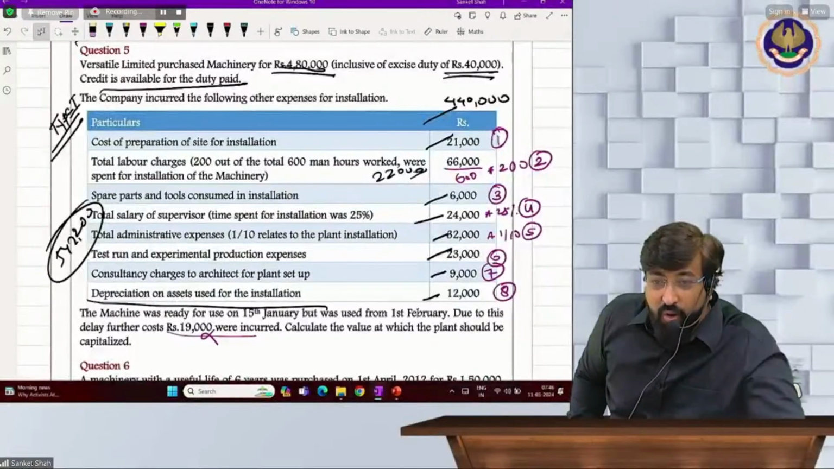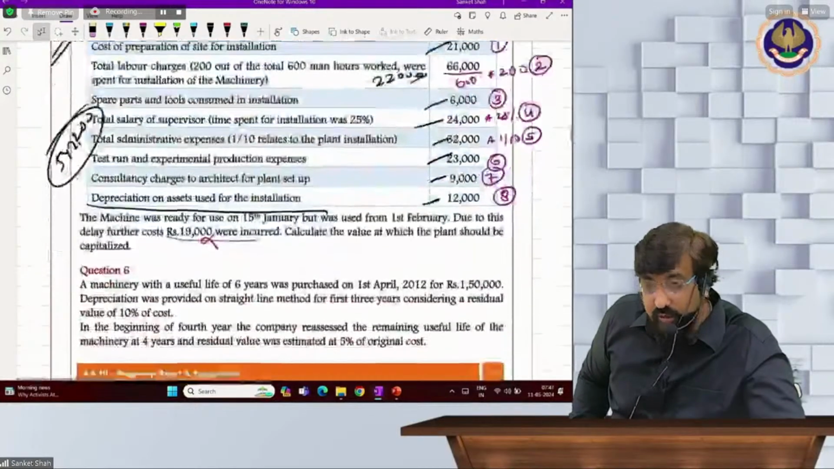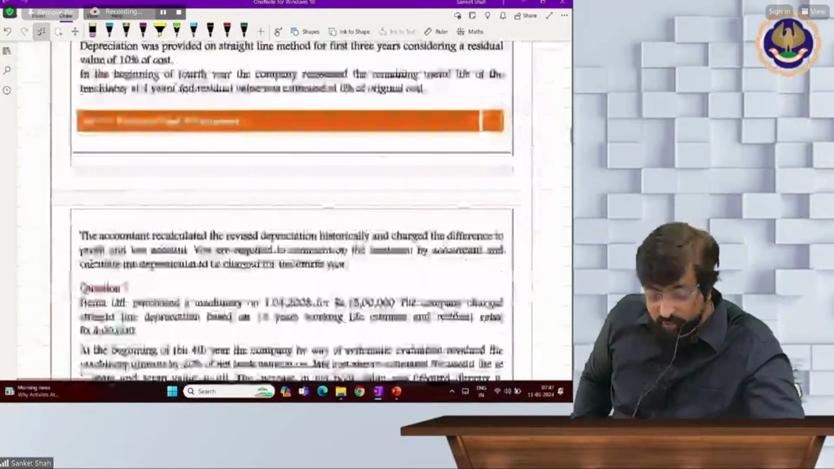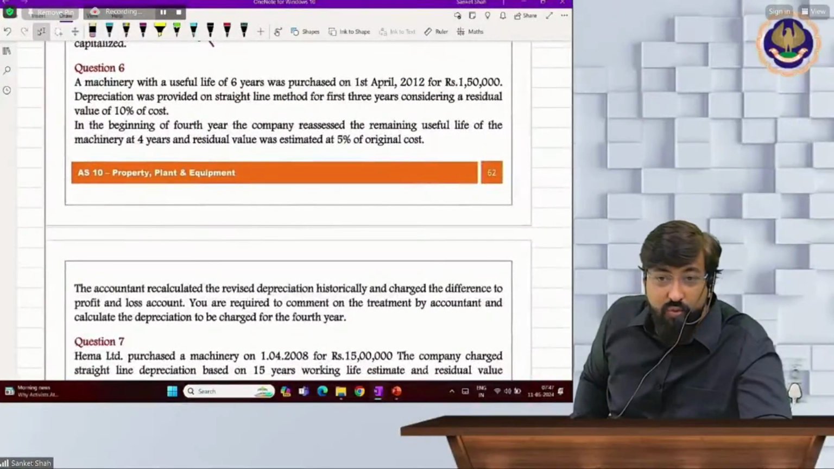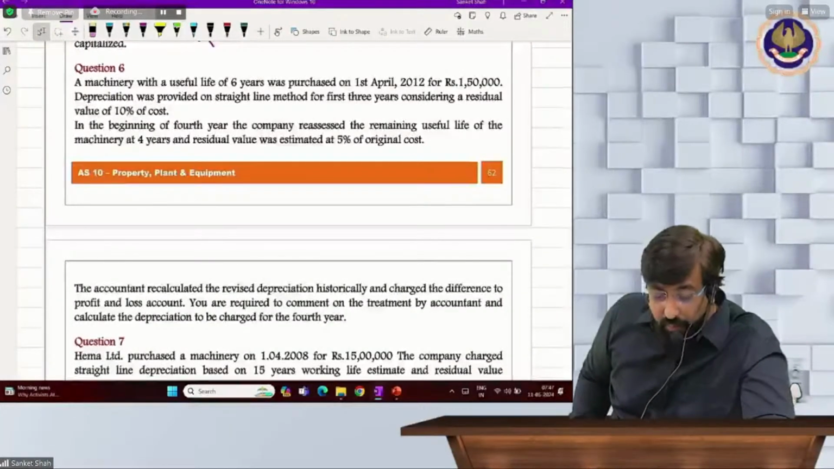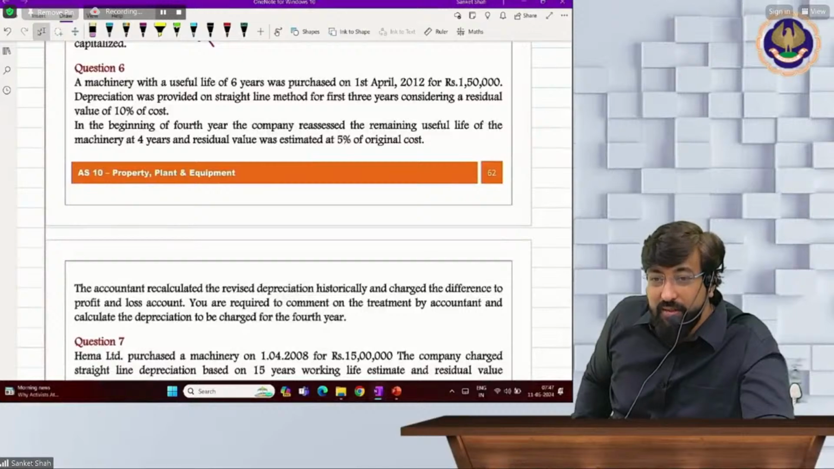Vedant, you are getting the wrong answer. 5,42,200 is the correct answer. Now you do this calculation afterwards. I have given you all the answers, the correct answer is 5,42,200. Your calculation mistakes might be there. Okay, no problem. Solve the next question. A machine with a useful life of 6 years.